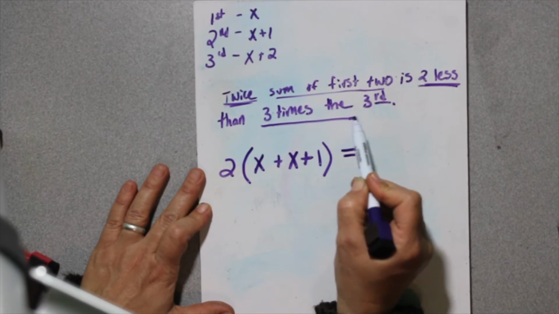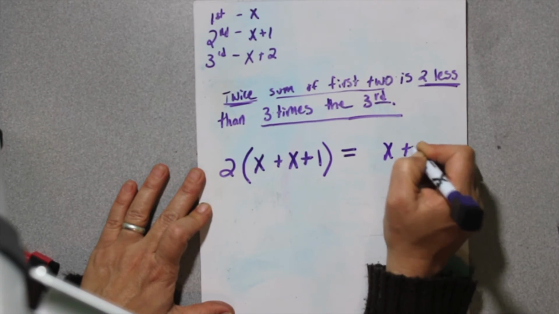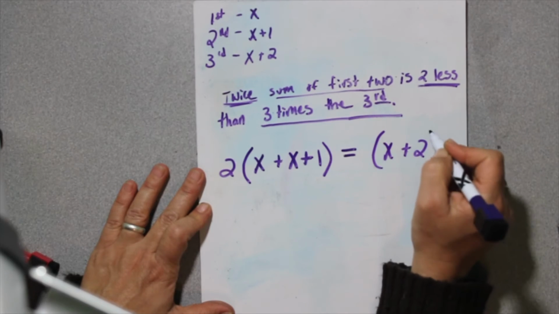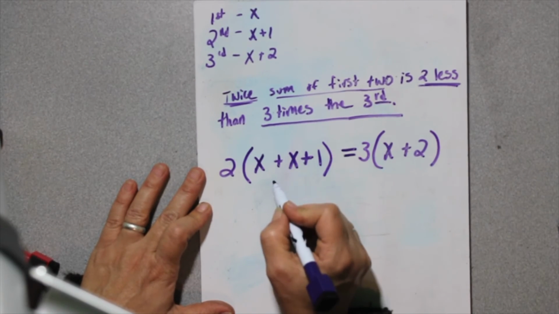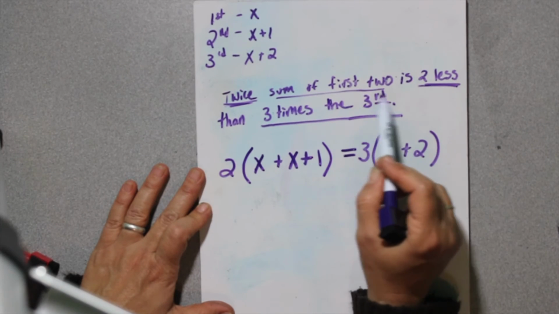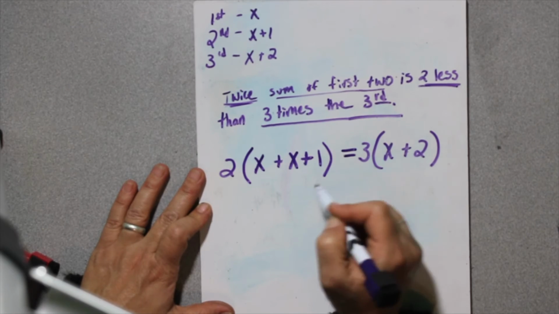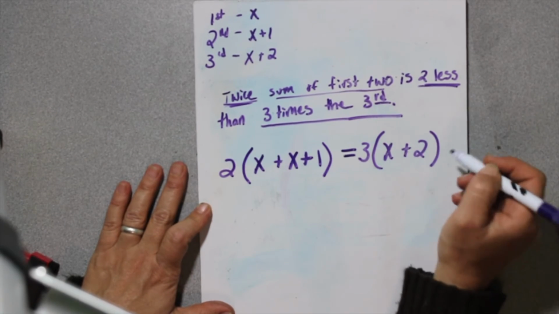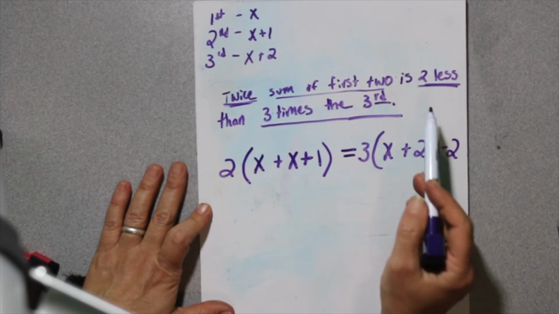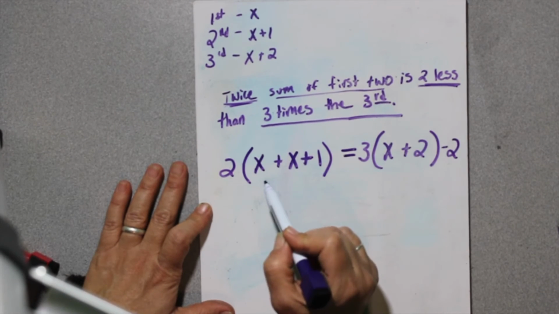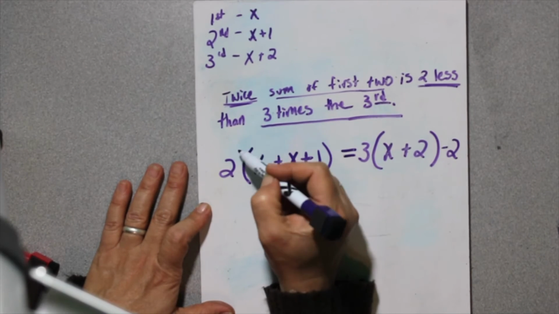Now we got 3 times the third. The third is x plus 2, and we have 3 times the third. So we're going to have to multiply that by 3. Okay, now it's saying that this one is 2 less than this. So to make those equal, we're going to have to add 2 over here or subtract 2 over here. I'm going to subtract 2 over there. It's 2 less. So this side is 2 less than this side. Now they're equal. Okay, now we just got to rainbow all this out.